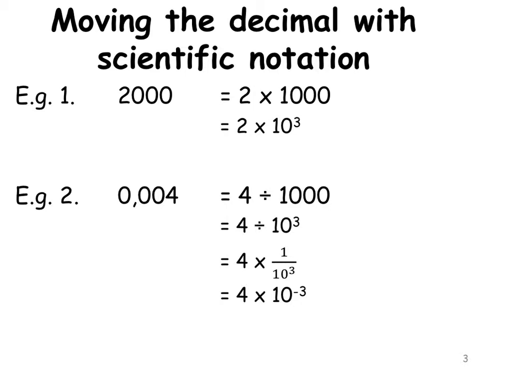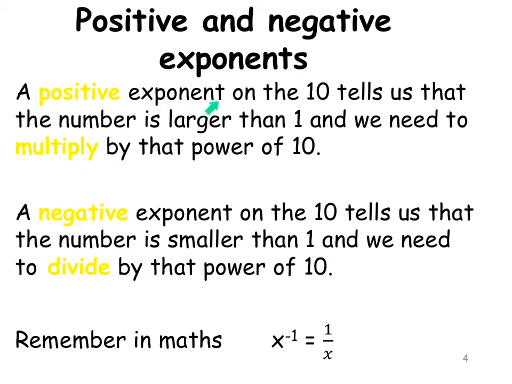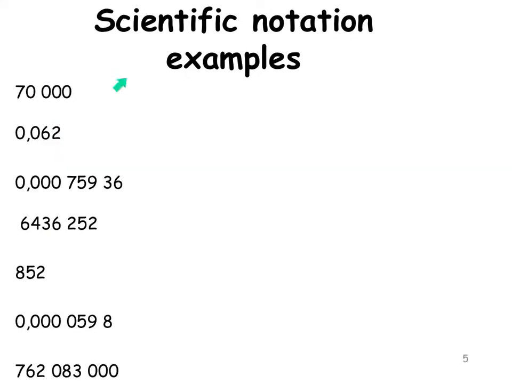You know all of this from maths, so it's just the exact same. If I've got a positive exponent on the 10, it tells me that I've got a number larger than 1, because I'm multiplying by that power of 10. But if I've got a negative exponent, it means I'm dividing. Remember in maths, x to the negative 1 really means 1 over x. Press pause, try and get all of these numbers into scientific notation.